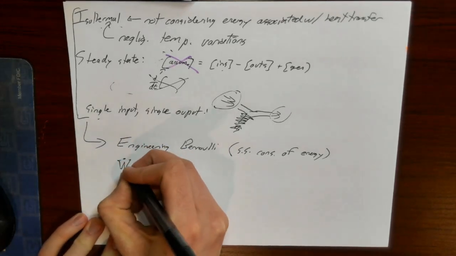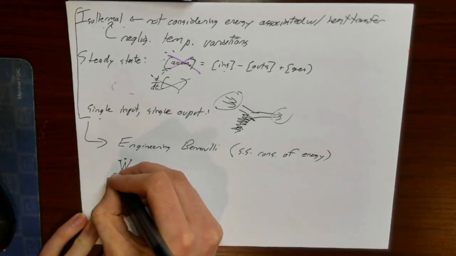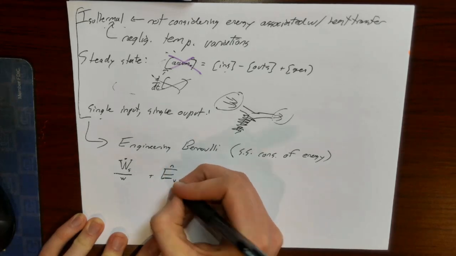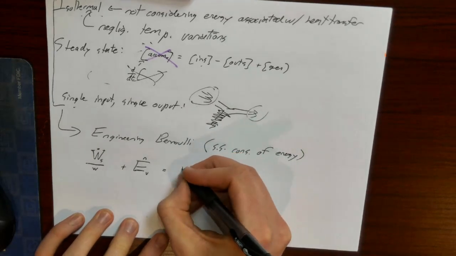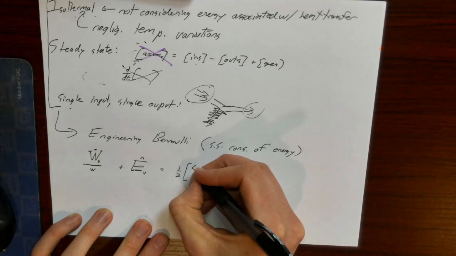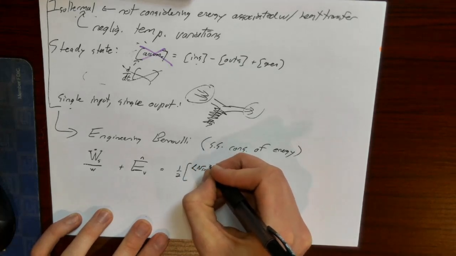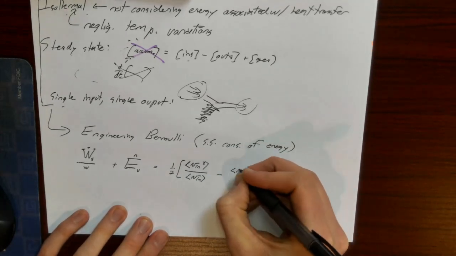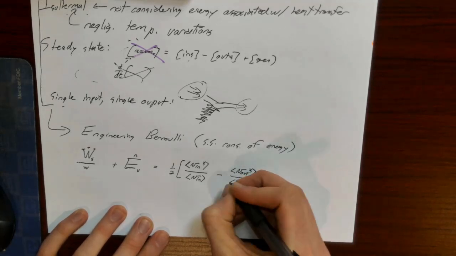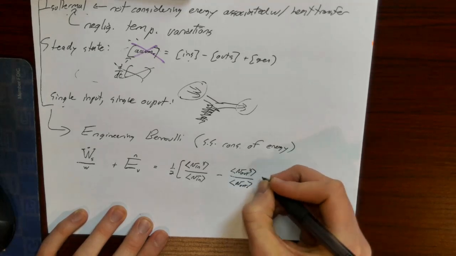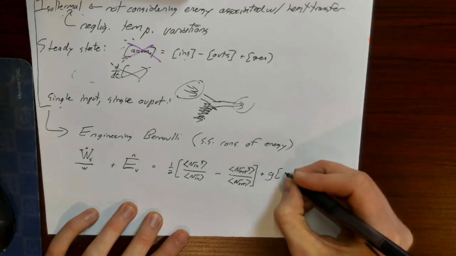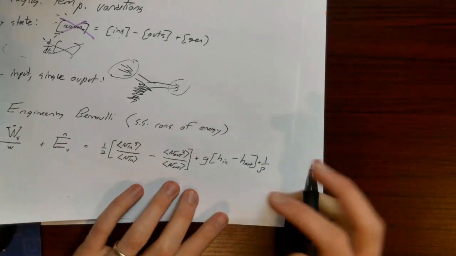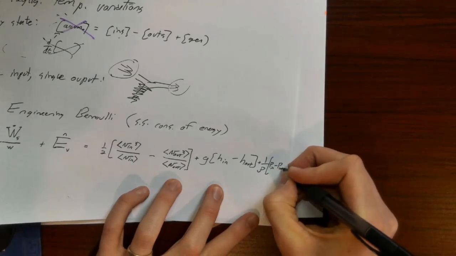It's capital W dot with a subscript S, divided by lowercase w, plus capital E with a hat on it and a subscript V, is equal to one half times the quantity bracket V in cubed minus bracket V out cubed, divided by bracket V out, plus g times h in minus h out, plus 1 over rho times P in minus P out.